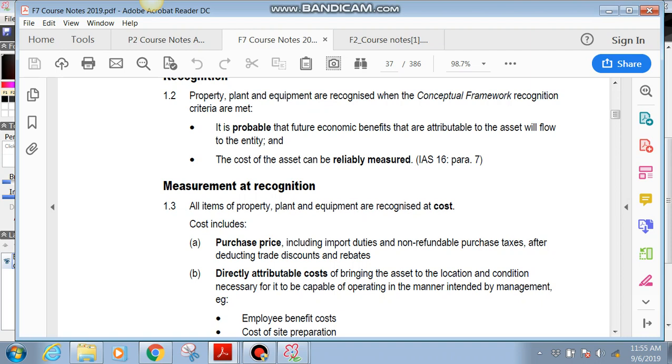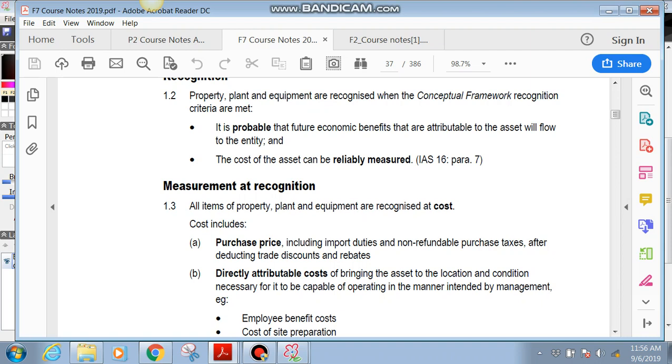After we recognize it as a PPE, then we measure it. The measurement is divided into 2. There's measurement at recognition. At recognition, a PPE is measured at cost. The cost, we include the purchase price, how much you paid for this asset. If this asset was imported, you had to pay shipping charges, you had to pay import duties, all those costs should be included.